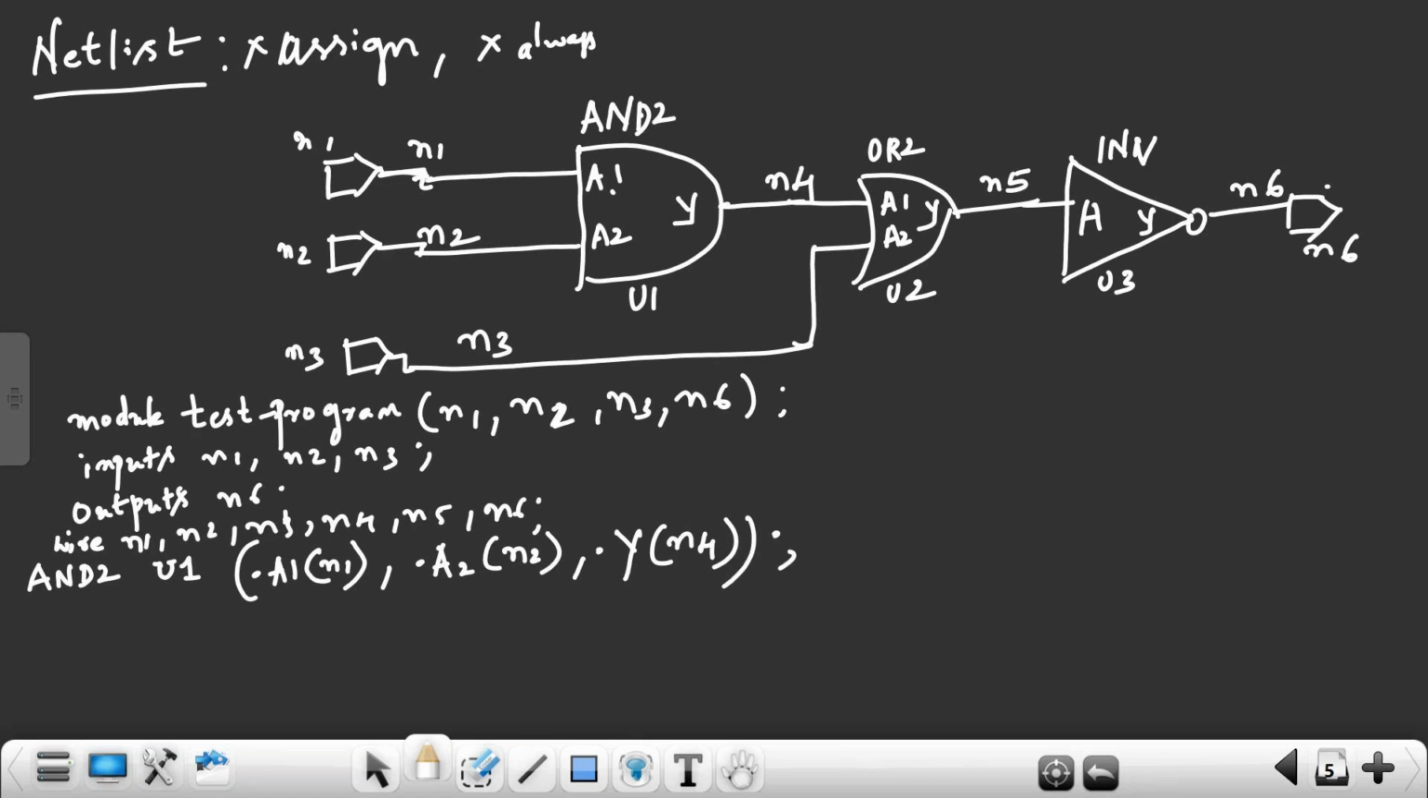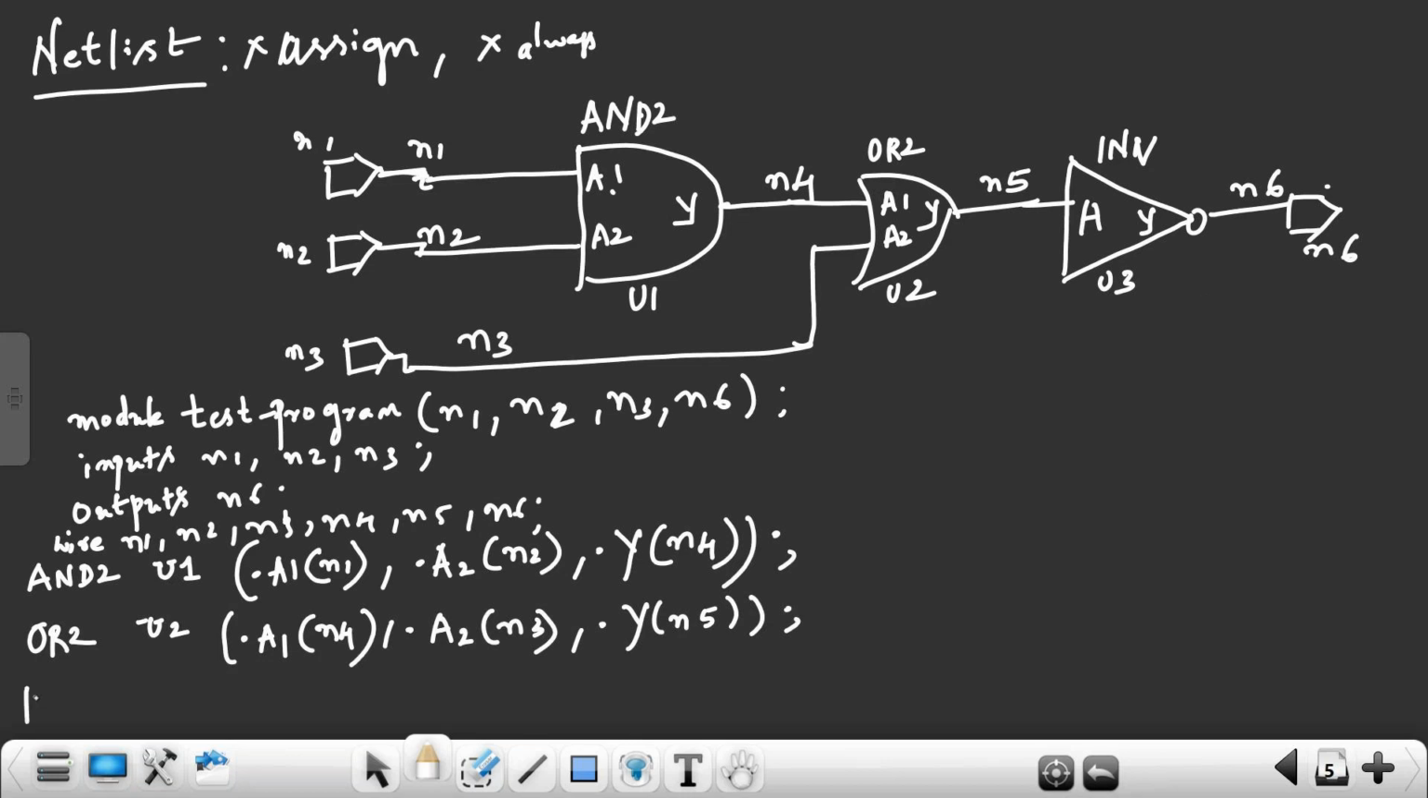Next, the second gate. What is the second gate name? OR2. What is the instance name? U2. Next, I have port mapping. The .A1 pin is connecting to which net? The N4 net. Comma. .A2 pin is connecting to the N3 net. Comma. .Y pin is connecting to N5. It is done. Next, the inverter.